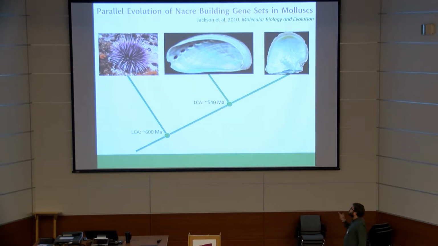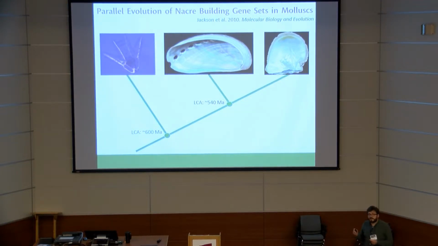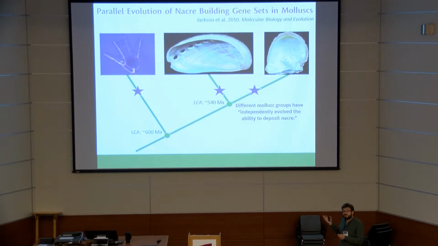So there's also evidence for this inherited toolkit in the skeletons of modern organisms. That's exemplified by this study by Jackson and colleagues. They compared the skeleton building gene sets of two mollusks, the abalone and the pearl oyster. And they also compared that to the skeletogenesis in the early embryo of the purple sea urchin. What they found was different mollusk groups independently evolved the ability to deposit nacre. They discovered very few similarities in the transcriptomes of these two mollusks. So at some point since they diverged around about the Cambrian-Precambrian boundary, they've independently acquired this ability.